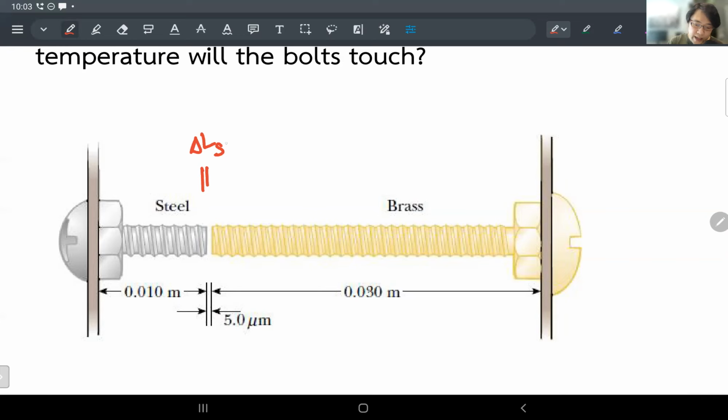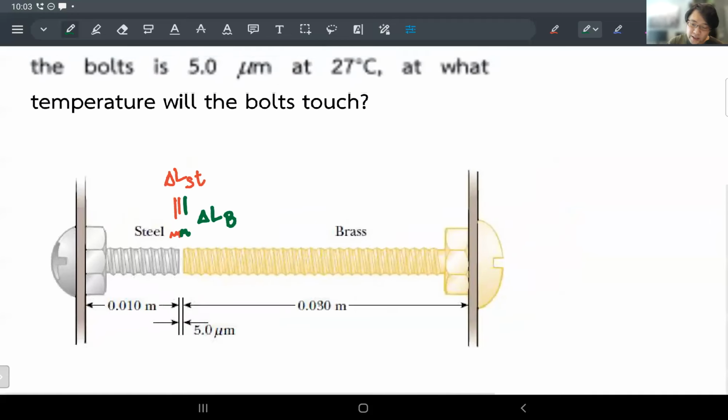So assume there will be some increase in length due to this portion of the bolt, the steel. Let me put the ST there for that. So there will be a length expansion from the steel, plus some expansion from the brass. Let me call this portion delta L with the subscript B. Sounds good? There'll be a little bit of extension here and a little bit of extension there. Then these two bolts will touch when this gap is closed. So that's easy to write out.